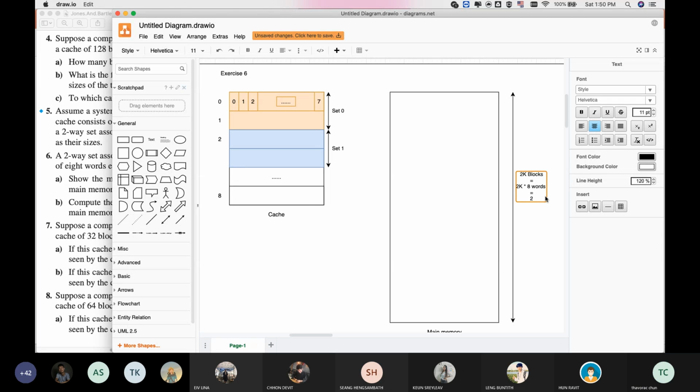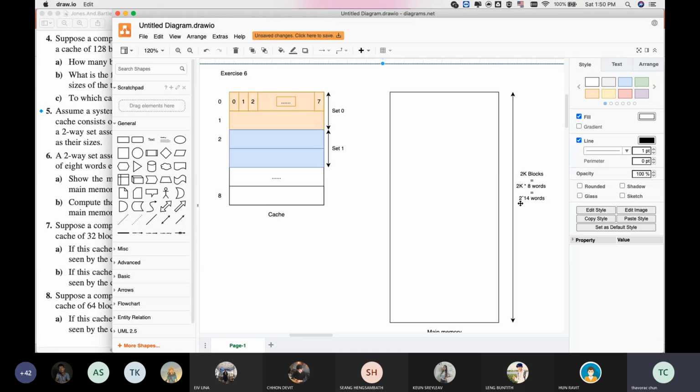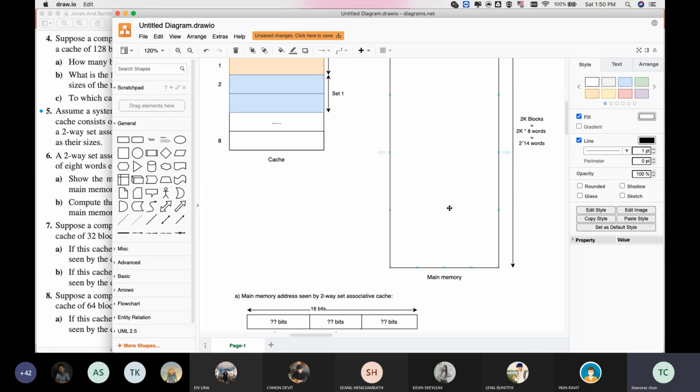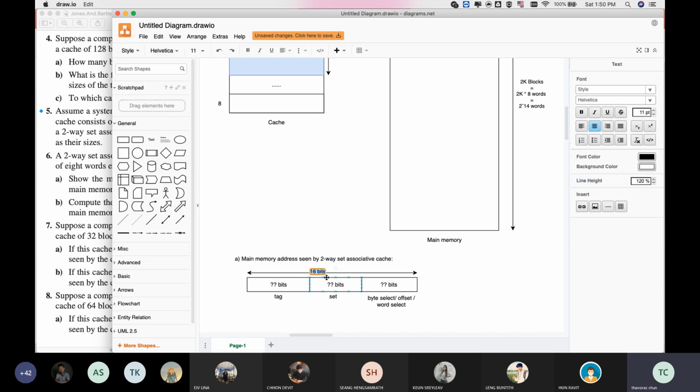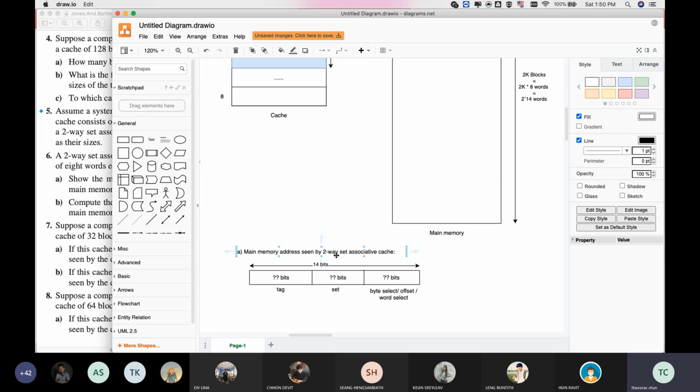So in total, it equals 2 power 13, right? Because 1K, oh wait, not 13. 1K is equal to 2 power 10, and 2K is equal to 2 power 11, and 8 equals 2 power 3. So this should be 2 power 14 words. Okay. So in total, we need 14 bits here to encode all the words inside the main memory.